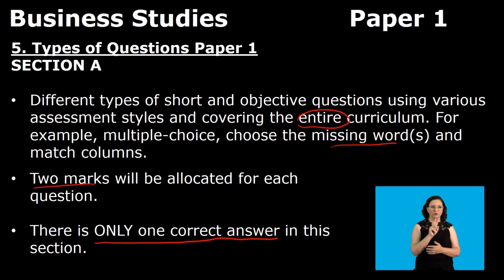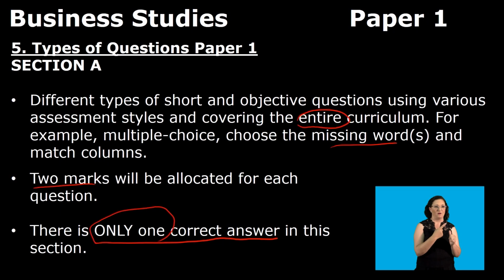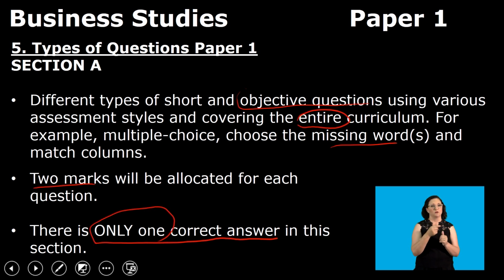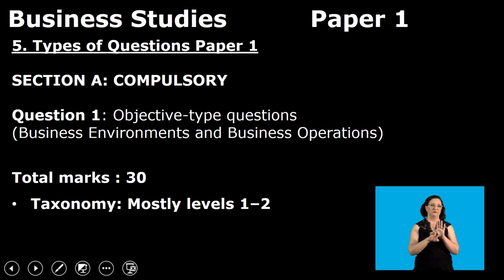However, there is only one correct answer in this question. You can't have A or B. You can't have 1 or 2. It does not work like that. So there's only one correct answer. Hence, we say these are objective questions. Only one correct answer. Please bear that in mind. It's very important. But I'll make an example as we move on. So, as mentioned, objective type questions.